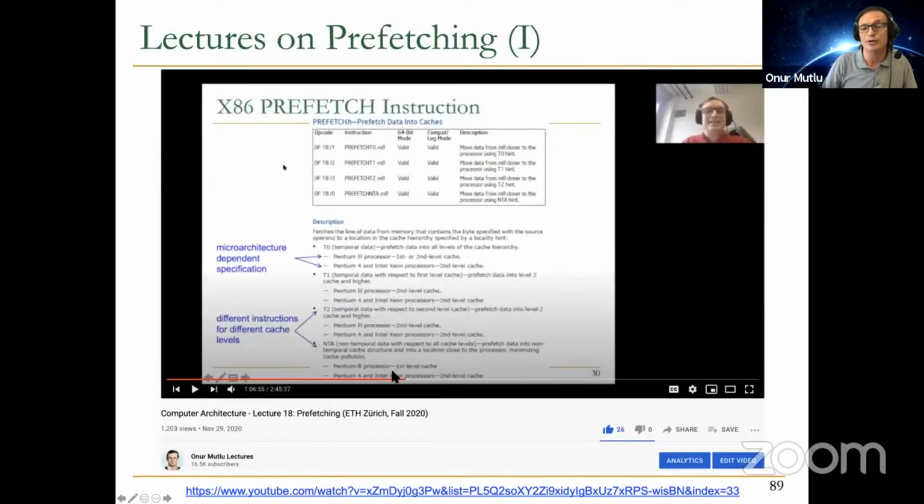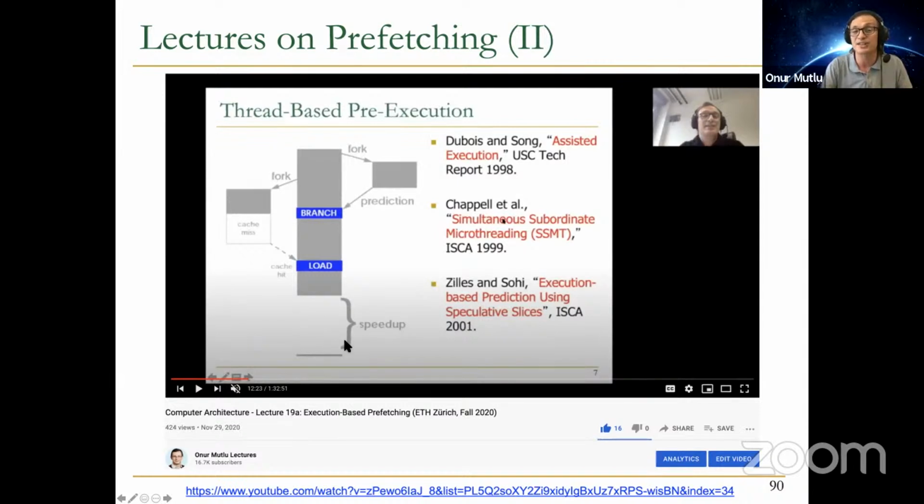But I also have more recommended material on prefetching, which we're not going to be able to cover. For example, we talk about software-based prefetching over here, x86 prefetch instructions, which are very interesting. We talk more about different kinds of thread-based pre-execution. RunAhead is just one form. There are many other kinds of forms.